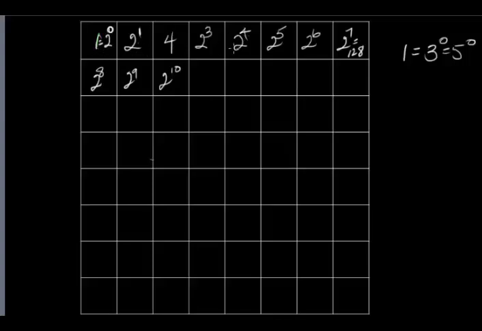So we notice that on the 8th box we have 2 to the 7th. This is the 8th box. 9, 10. On the 11th box here we have 2 to the 10th. On the 12th box we'll have 2 to the 11th. On the 13th square we'll have 2 to the 12th.